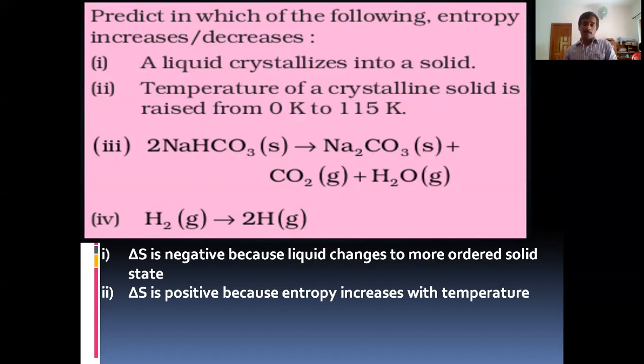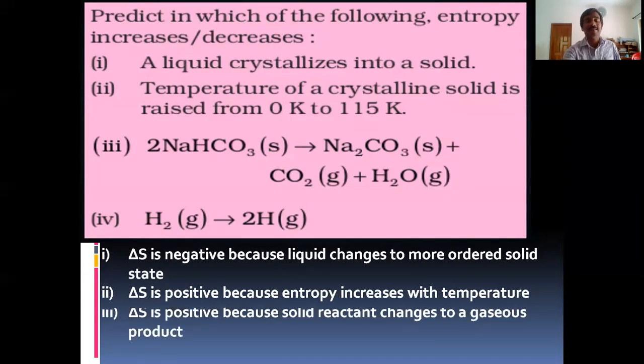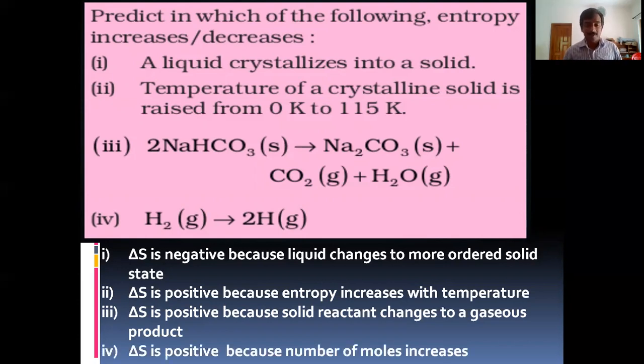Now the decomposition of sodium bicarbonate. Sodium bicarbonate decomposes to give sodium carbonate, carbon dioxide and H2O. Here you can see carbon dioxide in the gaseous state, H2O also in the gaseous state. So a solid substance produces gaseous products. Therefore, we can see an increase in entropy. Delta S is positive. And the fourth one, H2 gas gives H gas. 1 mole is changing to 2 moles of gaseous products. So surely there will be an increase in entropy. Delta S is positive because the number of moles increases.